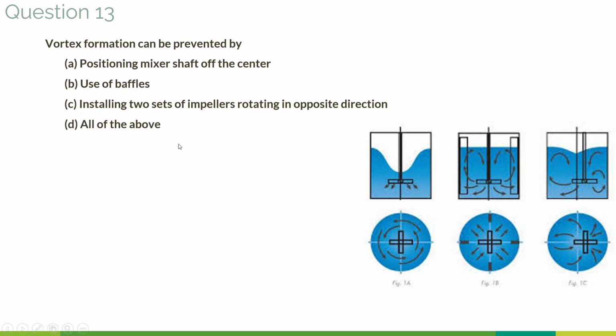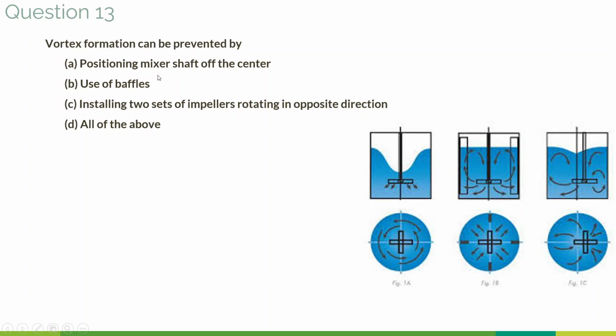So because of this, now we need to prevent vortex formation, and that can be done by multiple methods. A, you can position the mixer shaft off the center. That is, instead of keeping the shaft at the center, you can keep it at a distance away from the center, or you can keep it at a certain angle. Either of these will help in the prevention of vortex formation. Another technique that you can use is the use of baffles. If you have baffles in your system, then this vortex formation is prevented and you have a much more thorough mixing happening.